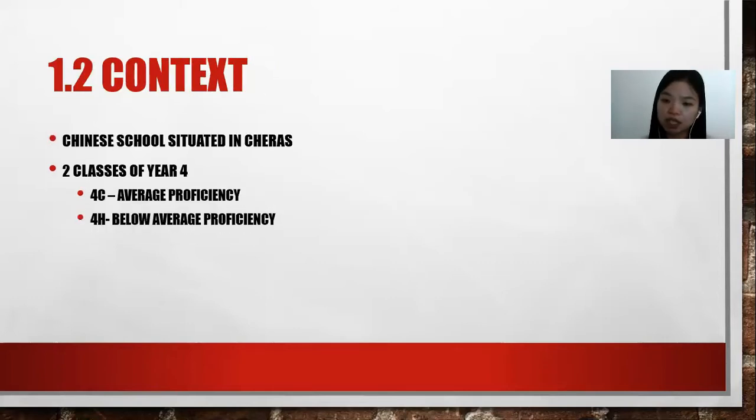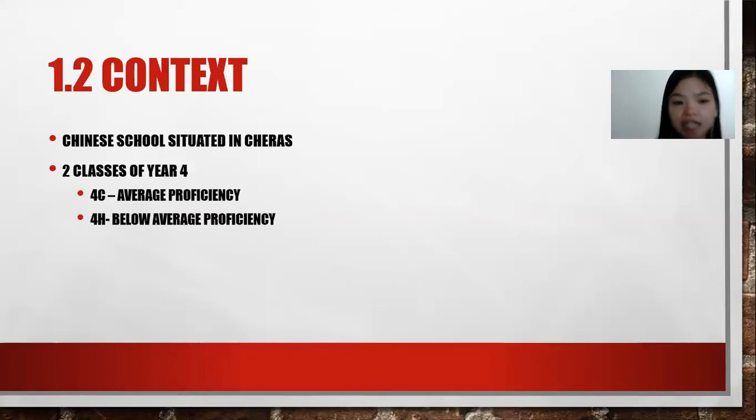In my previous practicum, I went to a Chinese school situated in Cheras, and I was assigned to teach 2 classes of year 4, in which 4C is a class of average proficiency. They are able to understand my instructions and utter some sentences in English, but when it comes to oral responses, when I ask them to describe a situation or an event, they struggle to find words to express themselves.